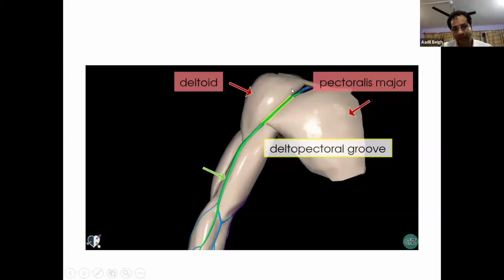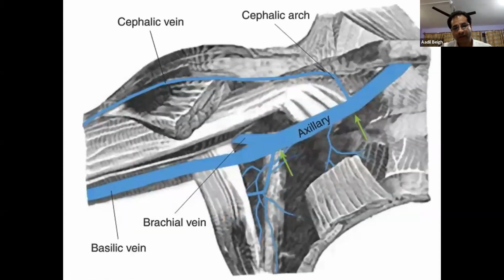So the highest incidence of the cephalic arch stenosis is due to this fascia also, and its curved nature, and this portion has more valves. That is why the cephalic arch is more prone to get stenosis. This is the cephalic arch, which is the cephalic vein forming the arch and joining the axillary vein.